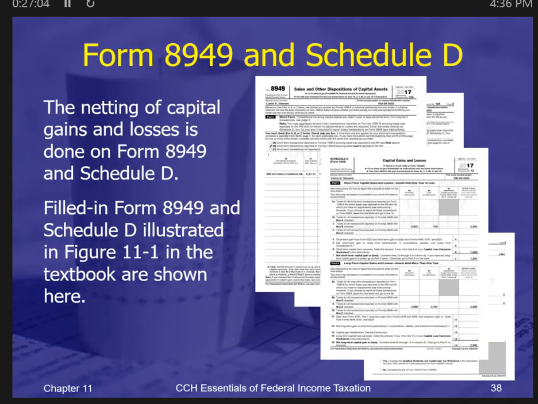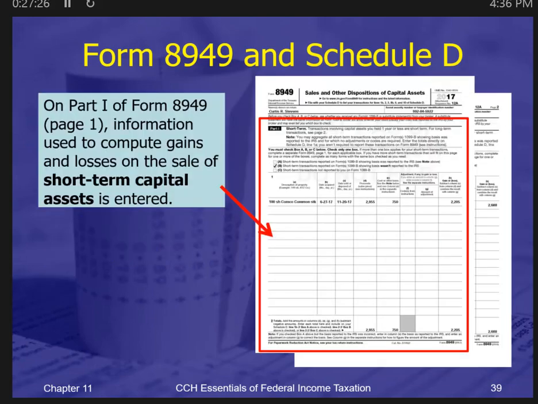Hello everyone. We left off with our narration of PowerPoint slides for Chapter 11 with Schedule D. This is where all of our capital gains and losses are reported using the Form 8949 and Schedule D. So this is going to just illustrate how that's set up.